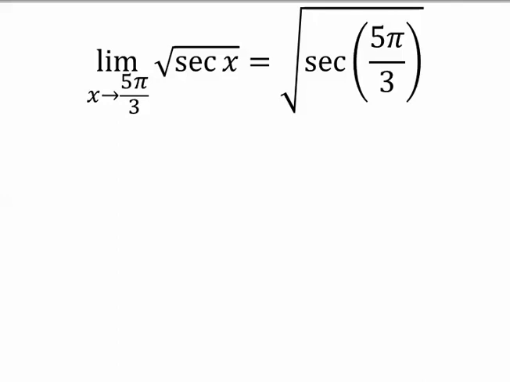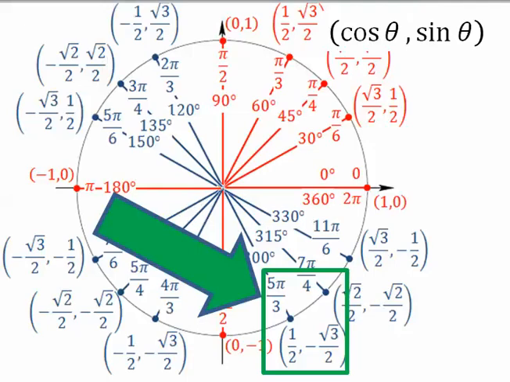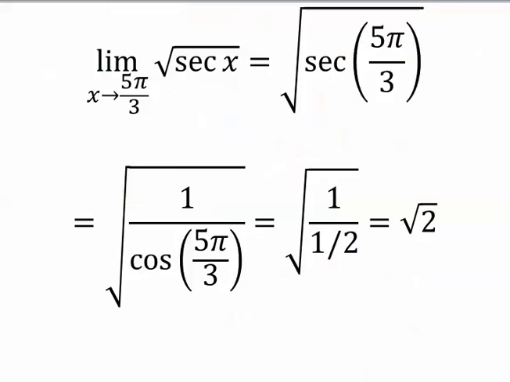All right, so let's go ahead and do the evaluation. I want to remind you that secant is 1 over cosine. I also want to remind you where 5 pi over 3 is. Look at the first of the ordered pair, so cosine of 5 pi over 3 is equal to 1/2, and I substitute that in, and then flip, and my final answer is radical 2.